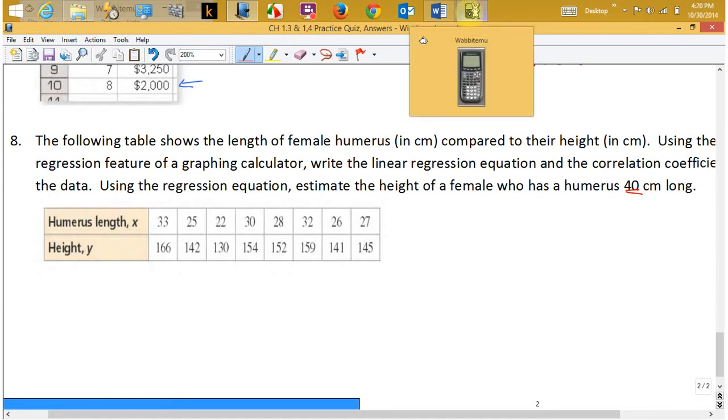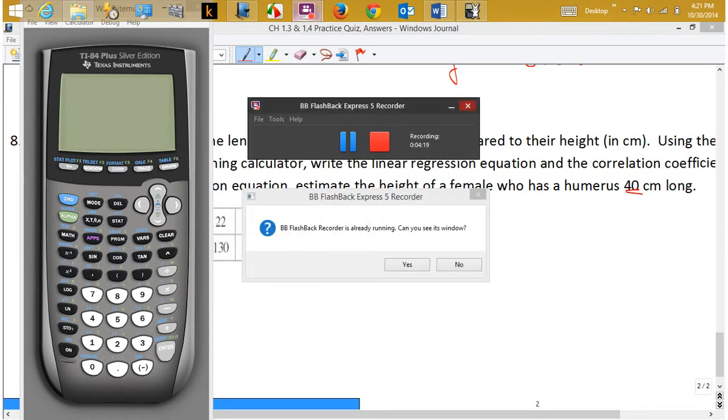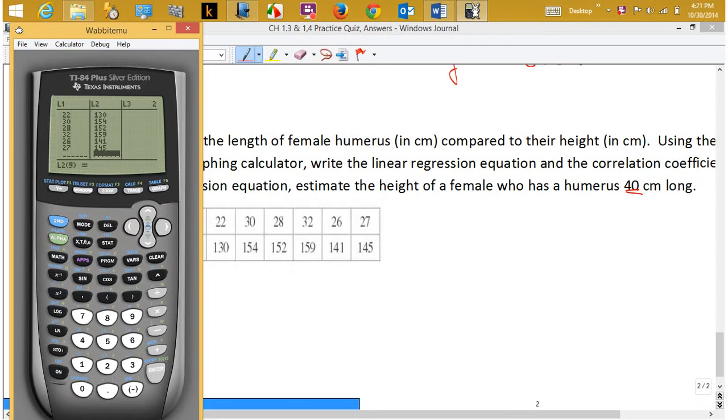So I'm going to pull that up. And what we can see is that we can't see anything at the moment. Okay, I finally got the little calculator to come on.